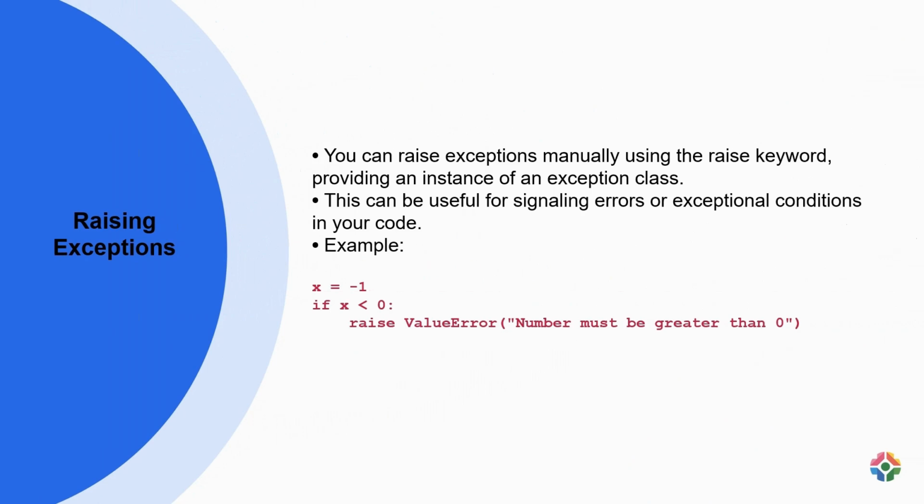Raising exceptions manually in Python involves using the raise keyword followed by an exception class instance. This technique is employed to indicate errors or exceptional circumstances in a codebase. For instance, if a program mandates positive numbers and a negative number is entered, a ValueError exception can be manually raised with an informative message like "number must be greater than 0". This process aids in enhancing code readability and error handling.